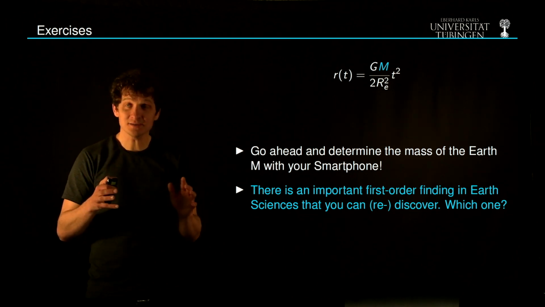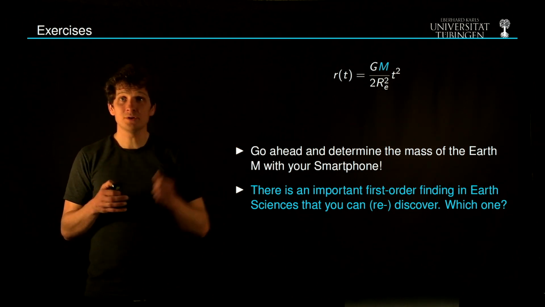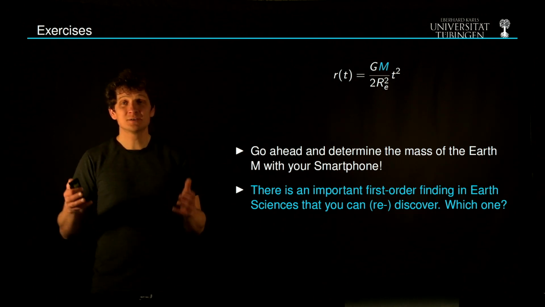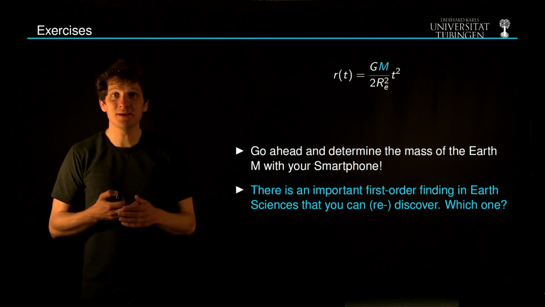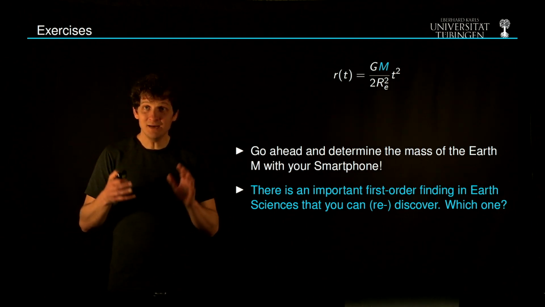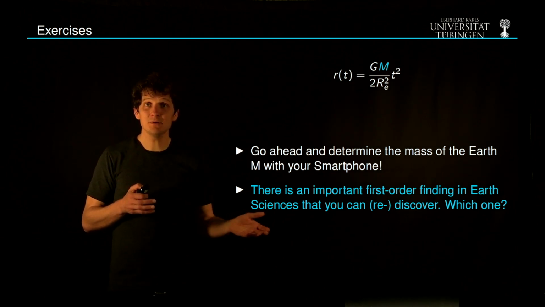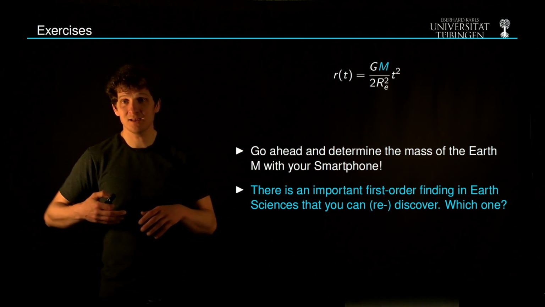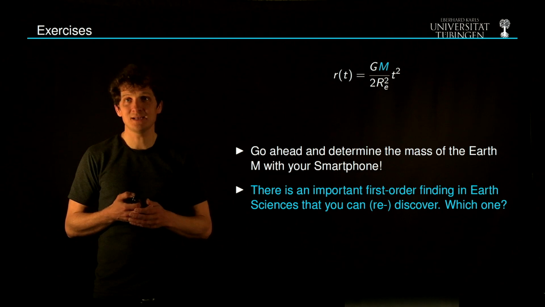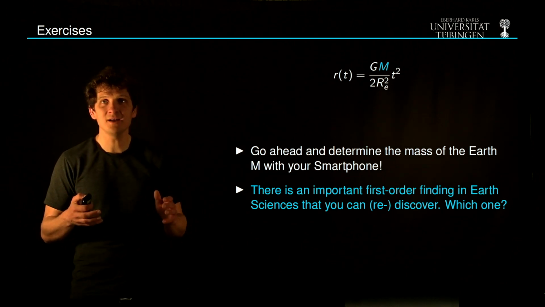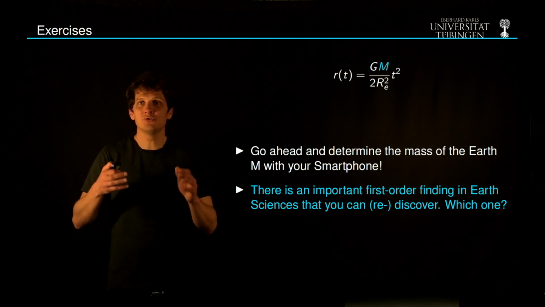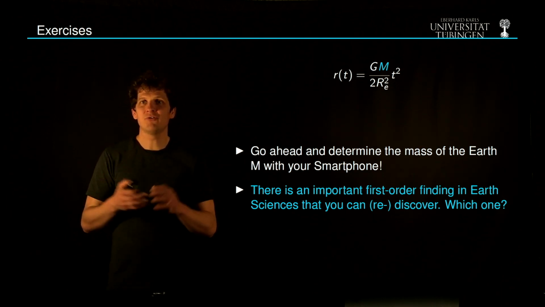However, in the exercises, you will actually do this kind of measurement using your smartphone, so not very expensive equipment. Nevertheless, you will be able to derive a quite important first-order finding that relates to the mean density of the Earth. And I find this is a very nice illustrative example of your own home-built free-fall gravimeter.